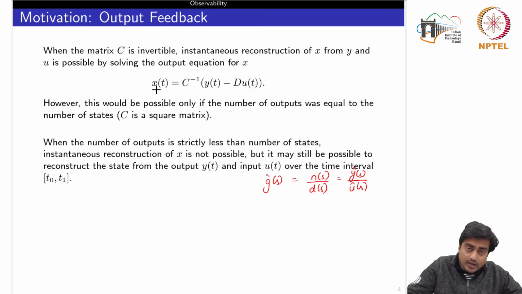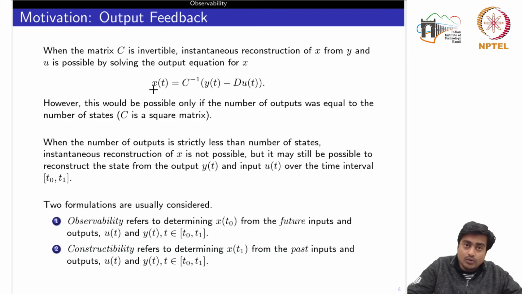Okay, so this week we will study some conditions under which we can say that we can reconstruct this signal x. How we are going to reconstruct it, we will discuss in the last week of this course. Before proceeding forward, we will use two formulations. One is observability and the second is constructability. Observability refers to determining the initial condition of the state at T0 from the future inputs and outputs u(t) and y(t) observed during the interval T0 to T1.